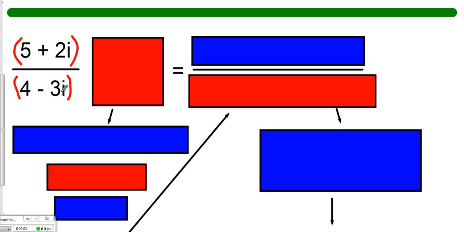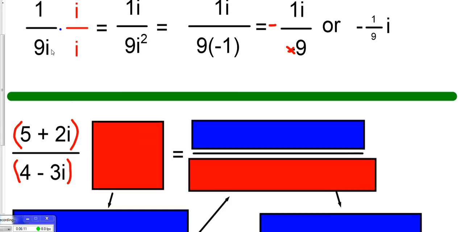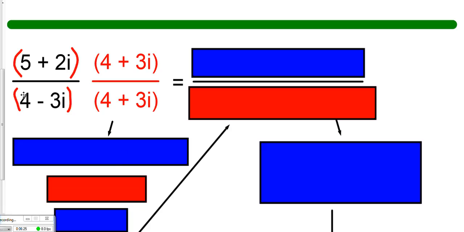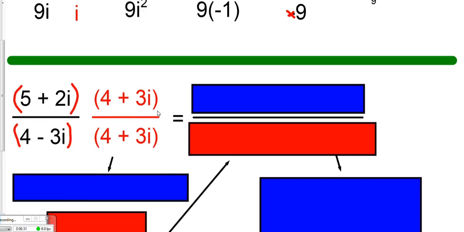However, because we have this i in the denominator, we need to get rid of it. We can't allow there to be an i, because, like up here, this i is the square root of negative 1, so we need to get rid of it. Now, how do you get rid of the whole binomial on bottom? This is where complex conjugates come into play. Instead of 4 minus 3i, we multiply the top and bottom by 4 plus 3i.